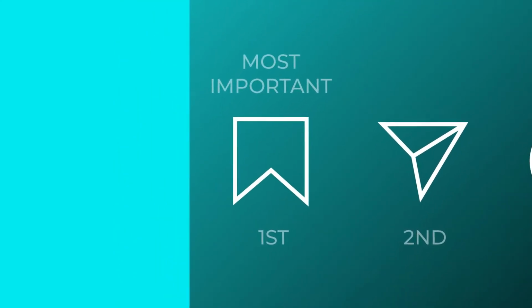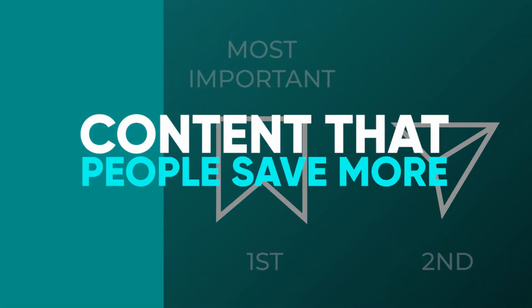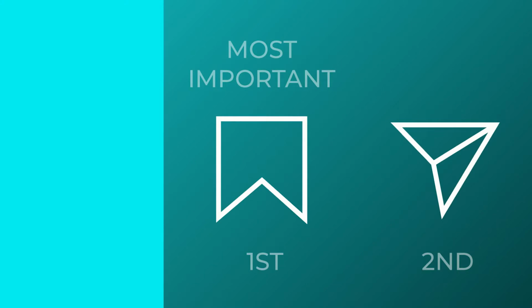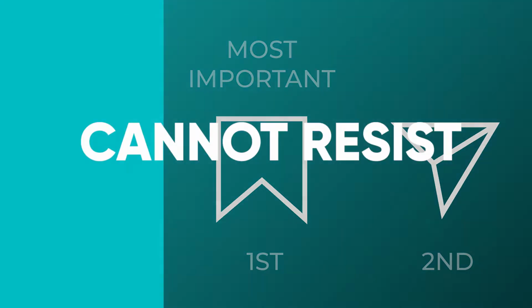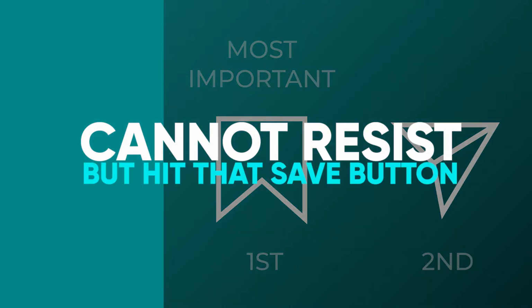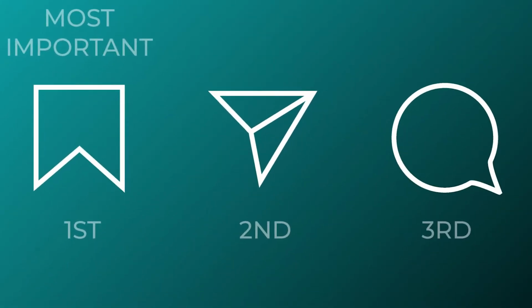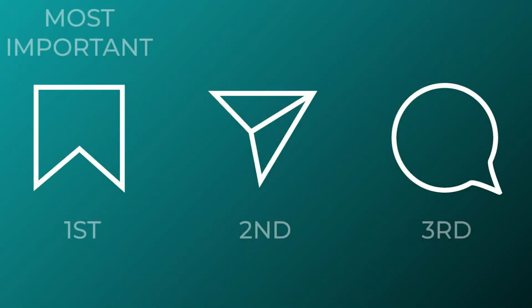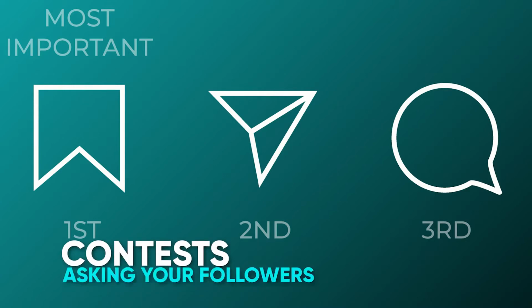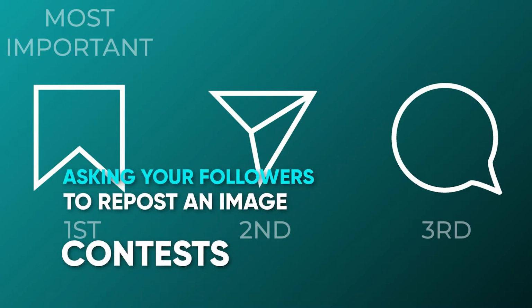It gives the highest priority to content that people save more, so you need to share many helpful tips and tricks, DIYs, tutorials, and fun ideas that your audience cannot resist but hit that save button. Next, it notices what people are sharing more. For this, you have to create unique share-worthy content. You can also run contests, asking your followers to repost an image or video as much as possible.